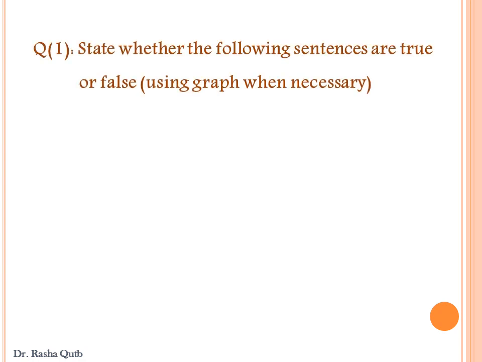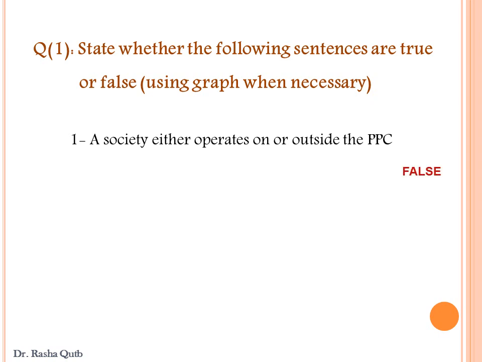Let's now turn to solve some problems relating to the economic problem. First question: state whether the following sentences are true or false. First one, a society either operates on or outside the production possibility curve. This sentence is false. Why? Because a society can only operate on or inside the production possibility curve. Any point above the production possibility curve is not attainable.